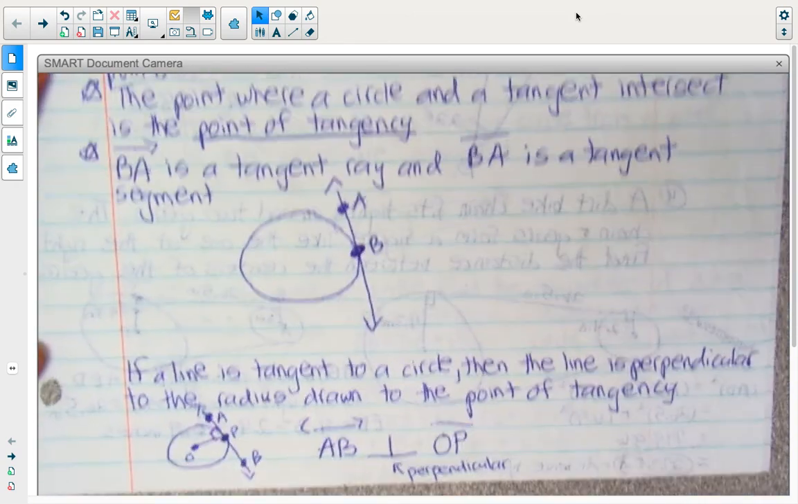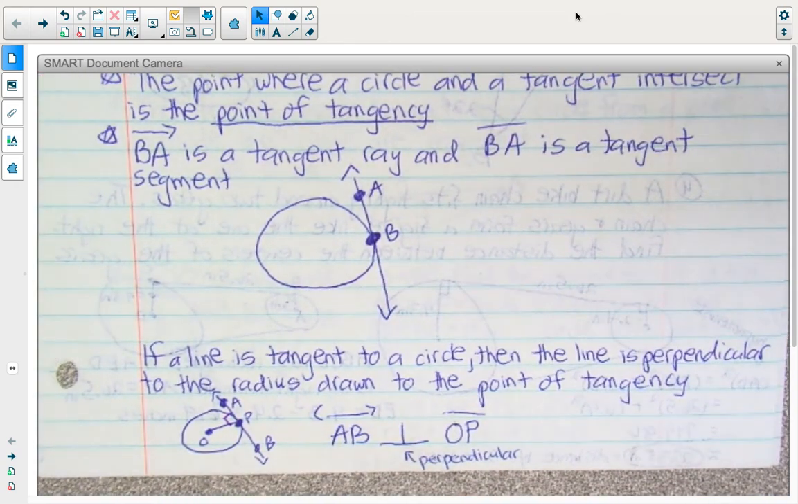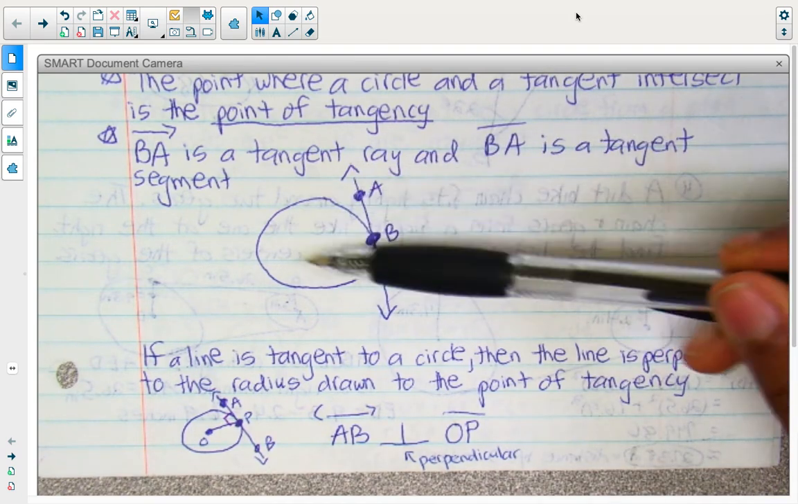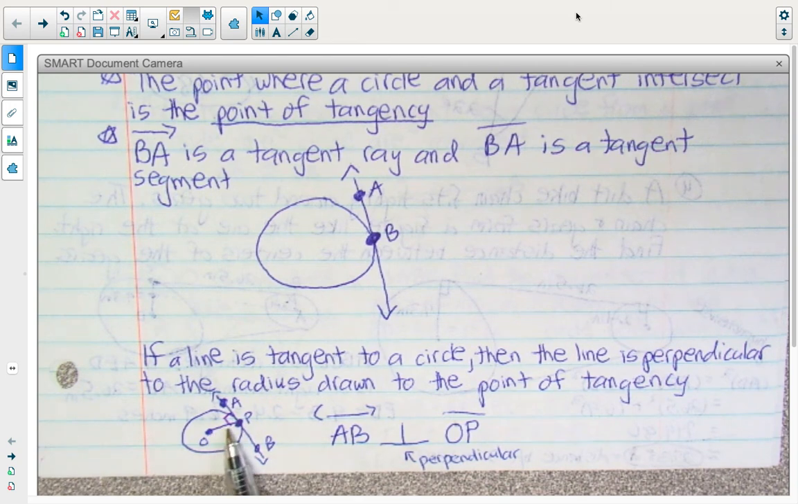Other things that I know about that one spot: if a line is tangent to a circle, then the line is perpendicular to the radius drawn to the point of tangency. So if I have a line that intersects the circle, then I can draw a radius like I've done down here. I drew radius OP, that's my radius. Then the line is perpendicular to the radius. So in this picture, we can say that AB is perpendicular to OP. And perpendicular makes the right angle, so I drew in the right angle here.